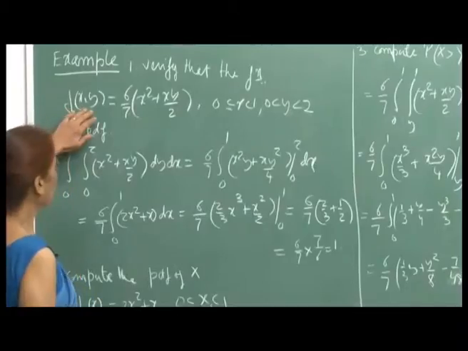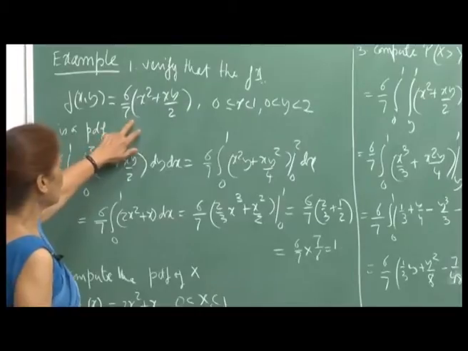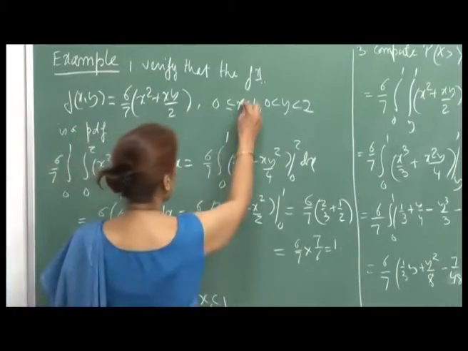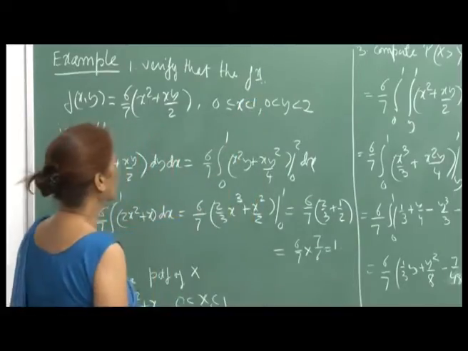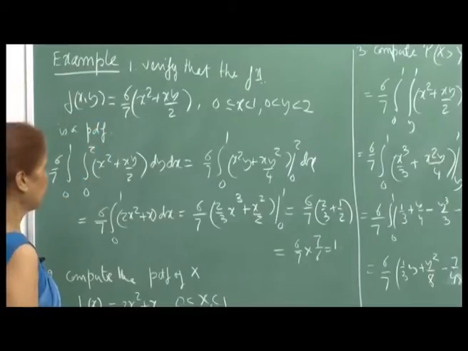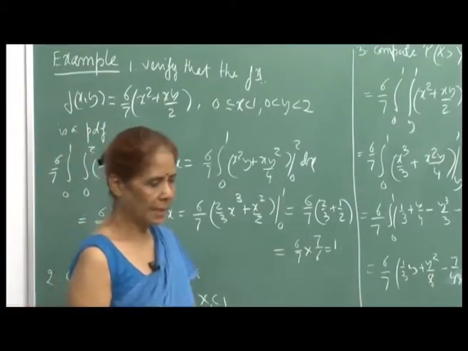Okay. So, another example on joint distribution of random variables. Suppose f(x, y) is a function given like this: 6 by 7, x square plus xy by 2, where x is between 0 and 1 and y is between 0 and 2. Then you want to verify that this represents a PDF of the variables x, y.